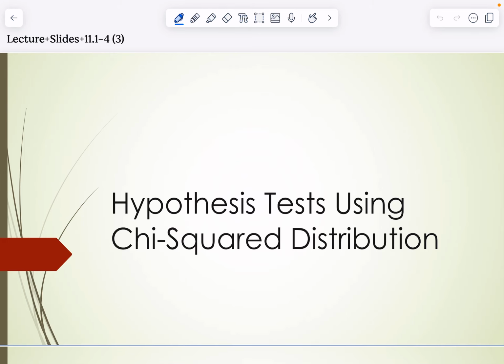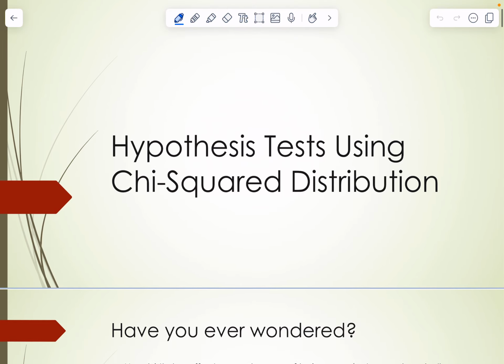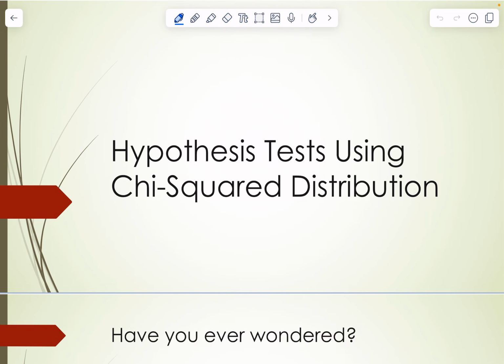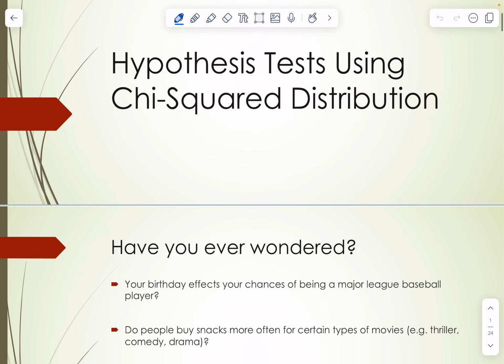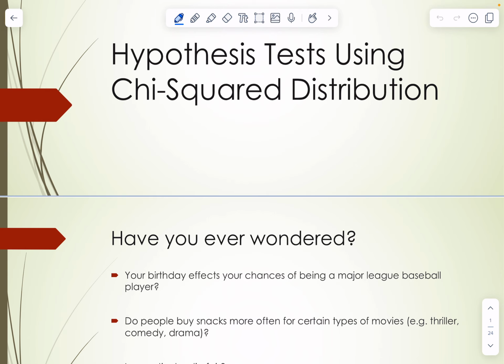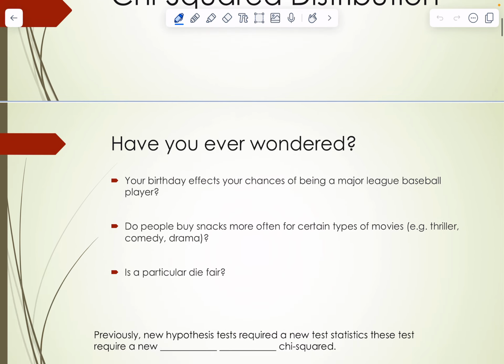Okay, hello everybody. So today, as promised, we've got lecture slides on hypothesis testing using chi-square distribution. Some of this is going to be what we've already talked about in class, and I think you'll benefit from a second exposure. So let's go through this.